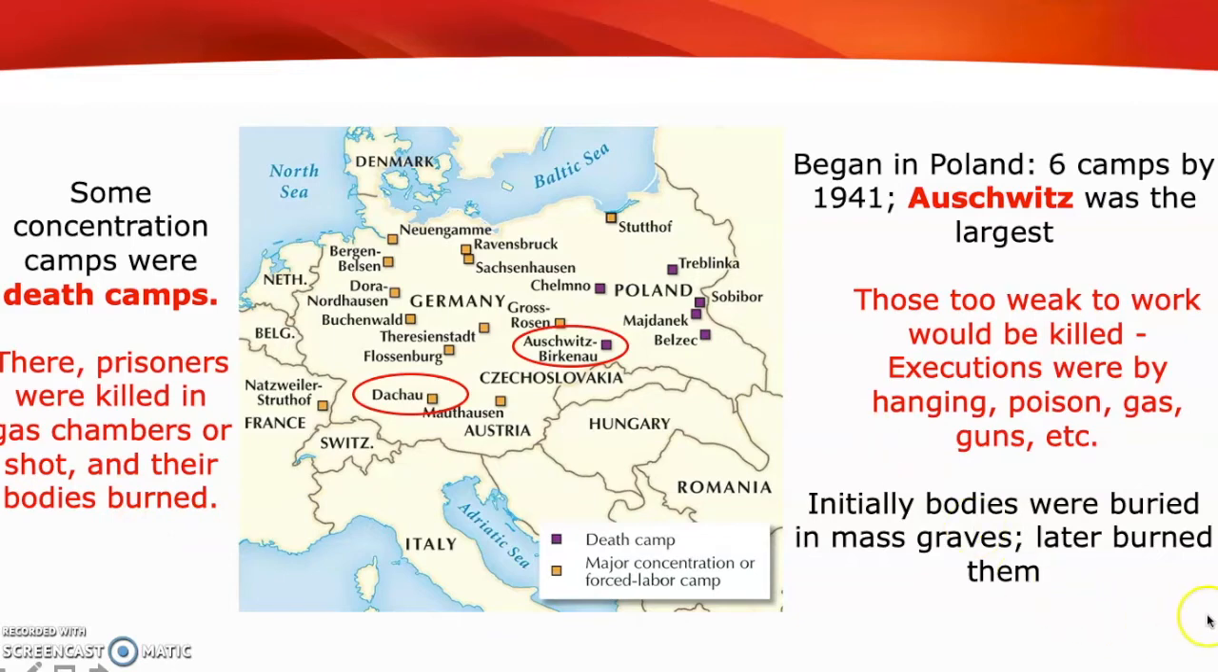Those who were sent there would be killed by execution. So you could be killed by hanging, poison, gas chambers, guns. There was no stopping how you could be killed if you were sent to one of these camps. Initially, bodies were buried in mass graves, but then they said, we have too many bodies, so what are we going to do with them? So later, they just started burning them and turning their bodies into ash.